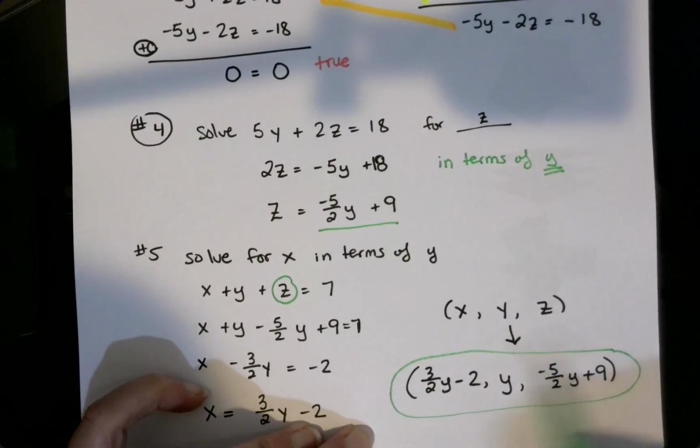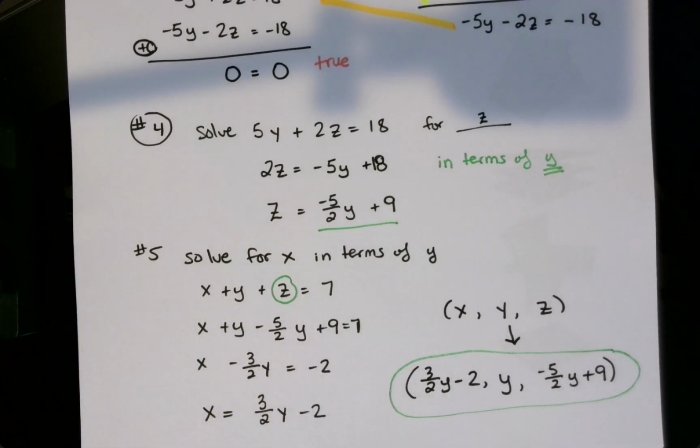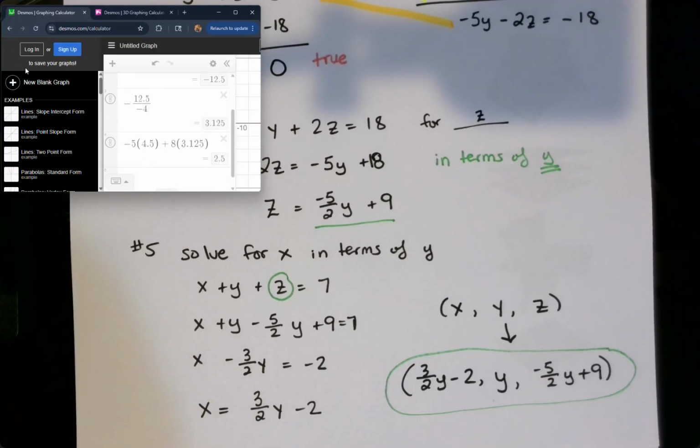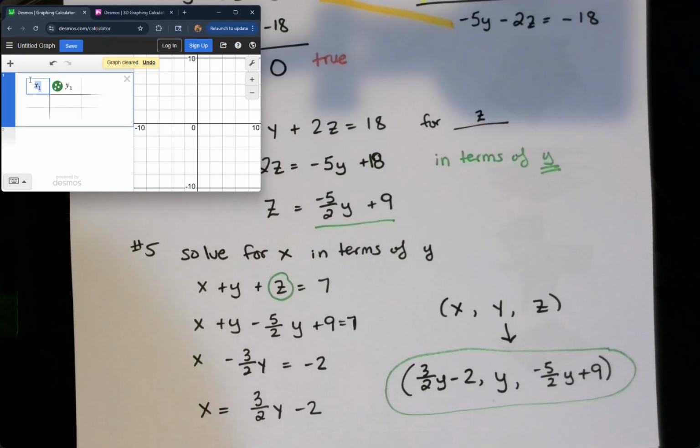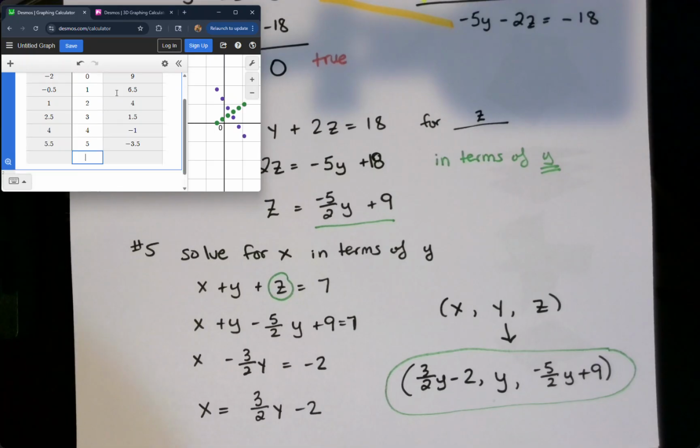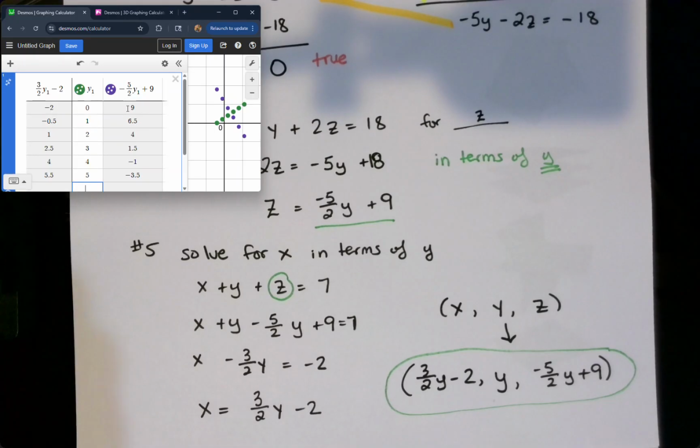I don't have a number solution, but I do have a format for the solution in such a way that if I know or give a value for y, I could make a table of values for the others. Let me take a look at what I'm talking about here. I think I can do this with a table, so let me make a quick attempt. In this table, the x value would be 3 halves of the y value minus 2, the y value is going to stay y, and the z value would be negative 5 halves of the y value plus 9. So if I plug in values for y, like 0, 1, 2, 3, 4, 5, and so on, I will be able to make a grouping of ordered triplets.